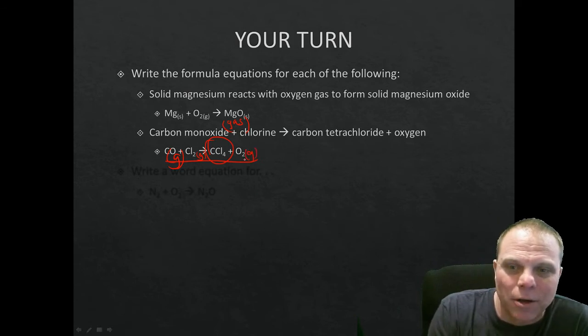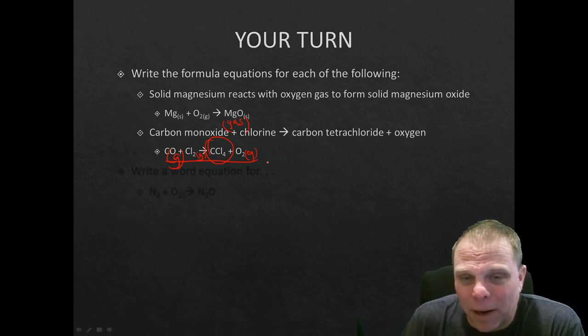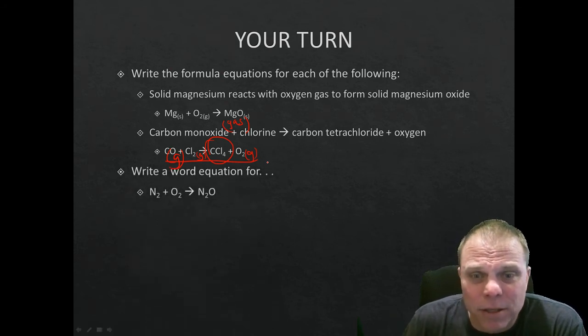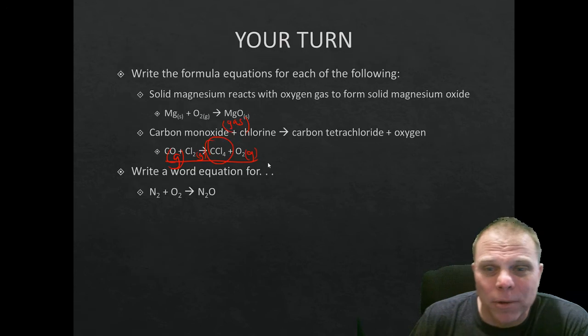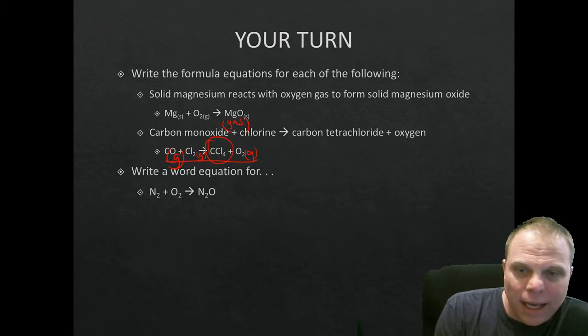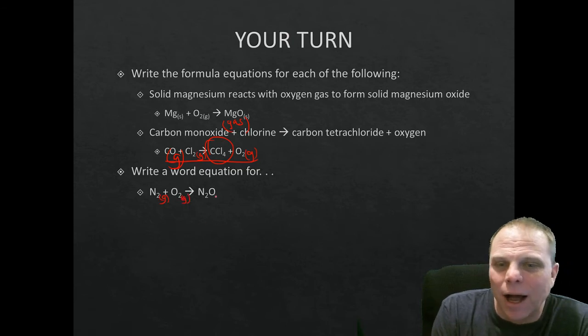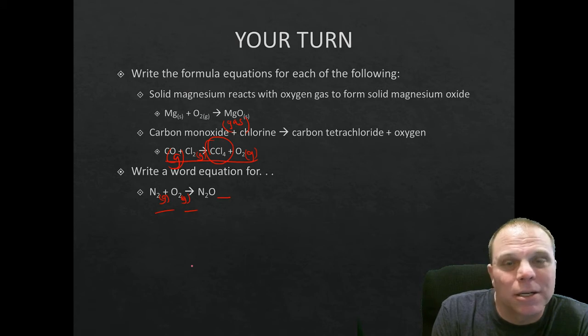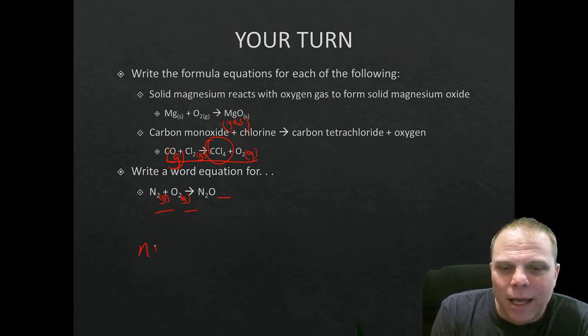So I would expect you to know 3 out of the 4 of these were actually gases, just from your prior knowledge. Then I could expect you to also write a word equation for something like this. N2 plus O2 gives you N2O. What would that look like? Well, again, I haven't given you states of matter here, and so I wouldn't necessarily expect you to know this one, but I would probably expect you to know those 2, because those are both parts of the air that we breathe, right? So you could say nitrogen gas.